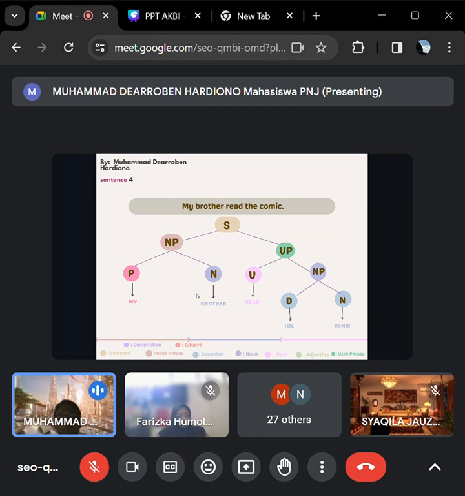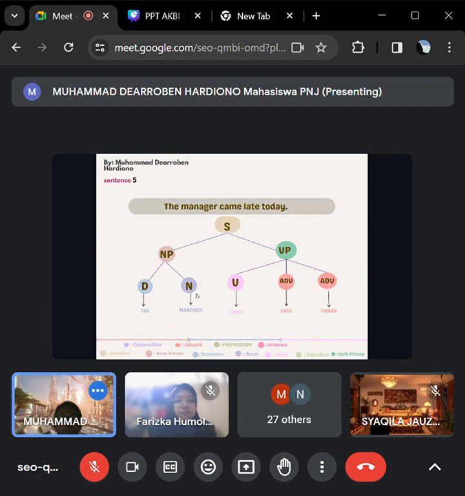The second element is verb phrase, which consists of two elements, verb and second noun phrase. The verb used is read, and the second noun phrase consists of the determiner and noun. And the determiner used is the, and the noun used is comic.